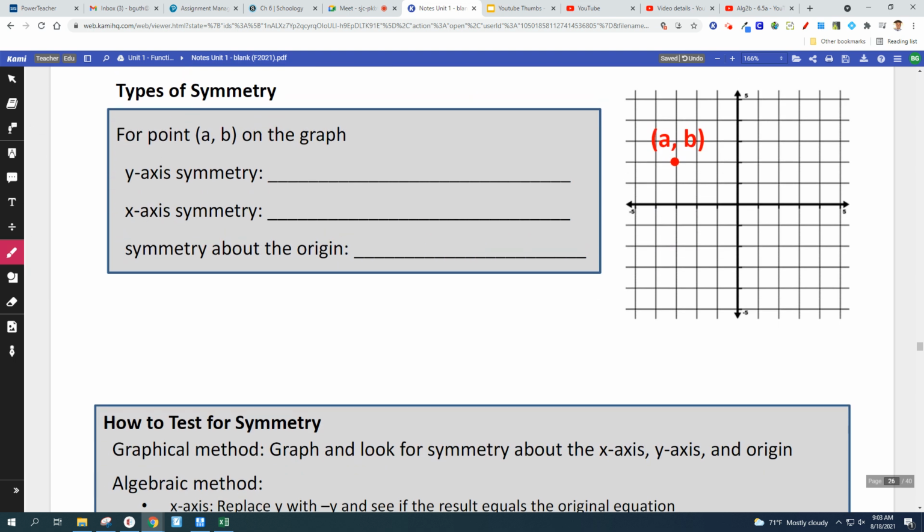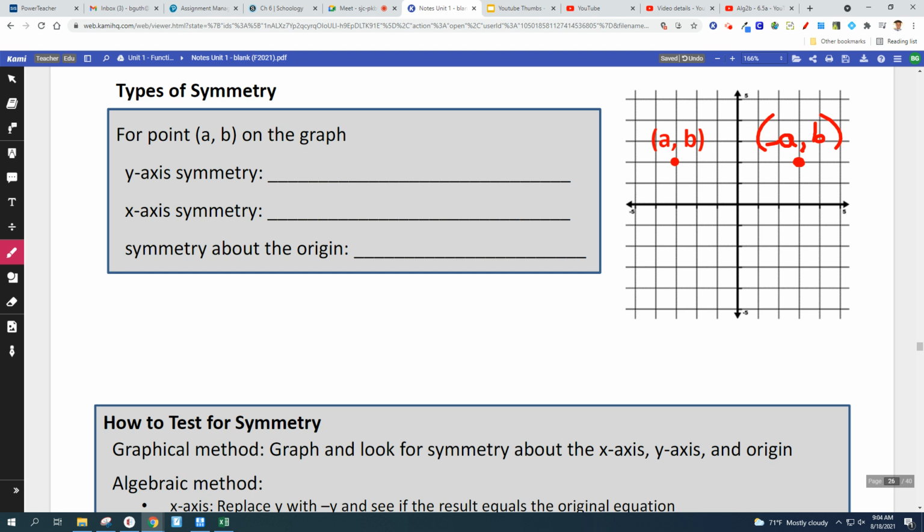Types of symmetry. For a point A, B on the graph, I've got that drawn for you. Y-axis symmetry puts this point over here. If that point is symmetric with the y-axis, it puts it over there. Think about what that does to the coordinates of the point. It's no longer A, comma B. What did we change? Did we change the x or the y? We changed the x coordinate to the opposite of whatever A is, comma B.